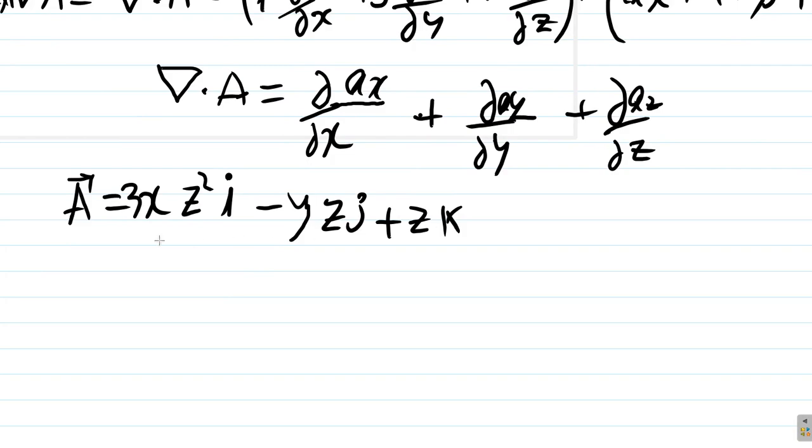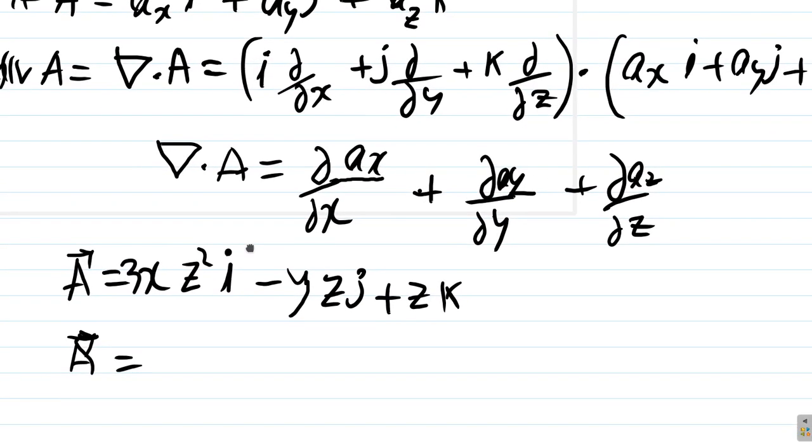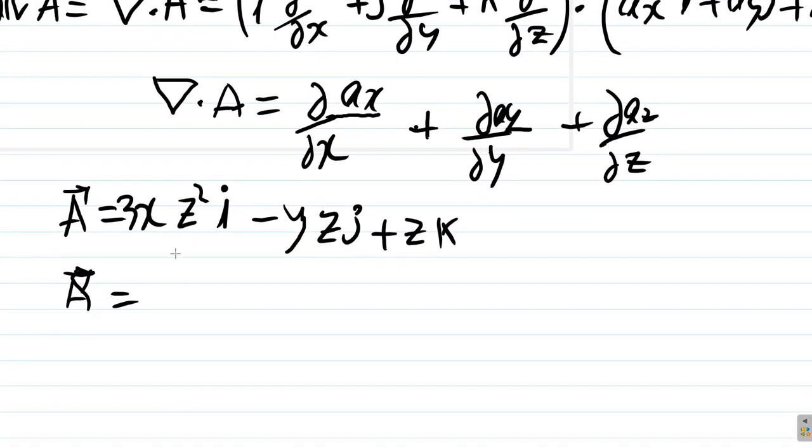Now the divergence of A equals partial derivatives. Remember here, the Ax part is 3xz squared, the Ay part is minus yz, and the Az part is z. When you differentiate the Ax part with respect to x, what you would have in that case is just 3z squared.